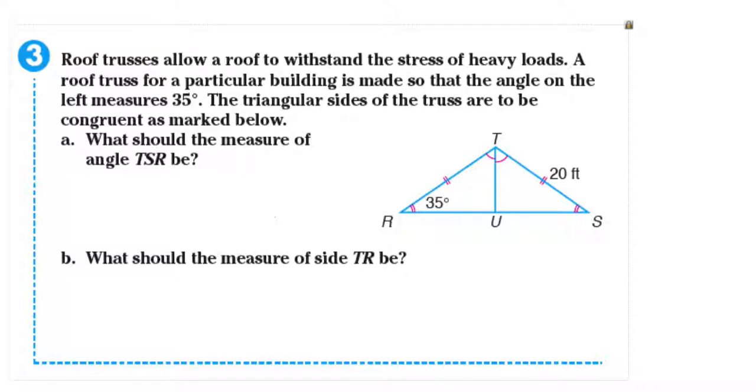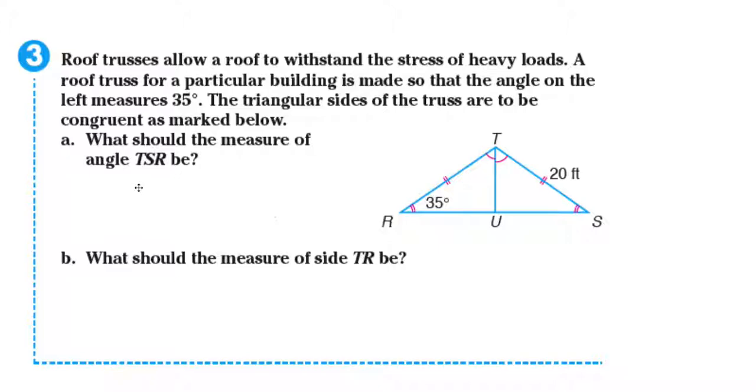So roof trusses, going back to our original example, allow a roof to withstand the stress of heavy loads. A roof truss for a particular building is made so that the angle on the left measures 35 degrees. The triangular sides of the truss are to be congruent as marked below. So what should be the measure of angle TSR? So we want to find out the measure of angle TSR. Okay? So TSR is right there.